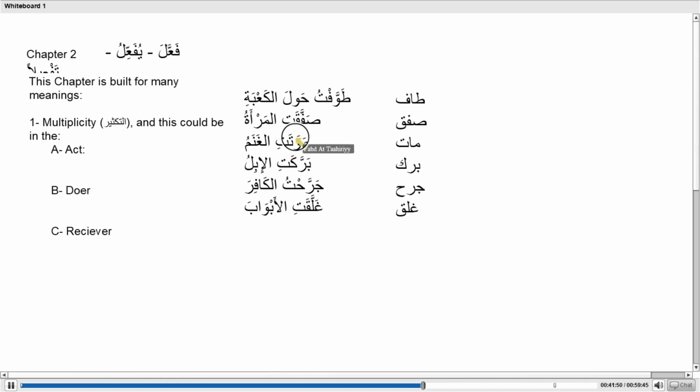Here, same single action done to many sheep. Very well said. There, same single action done to many what? Or done by many what? By many camels. The doer is plural, so the receiver is plural. Where? In which example?